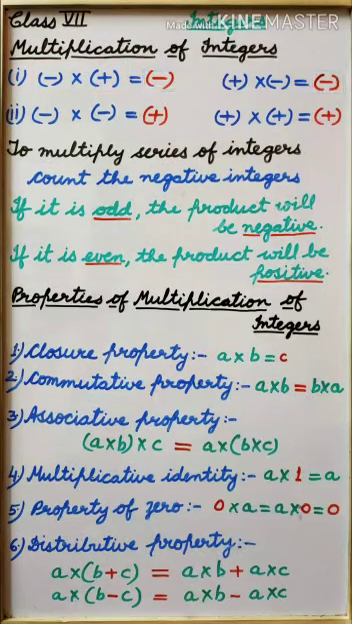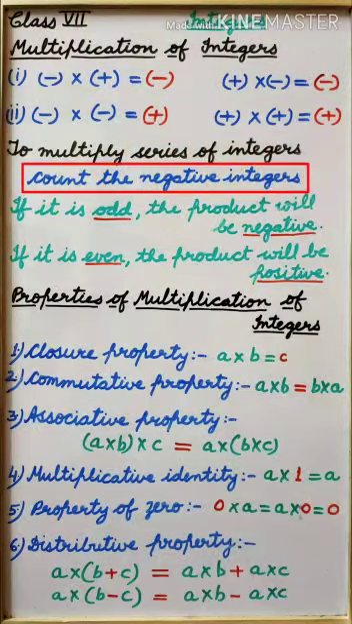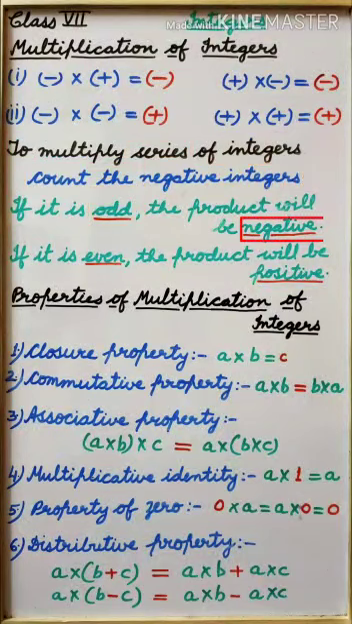And the second rule is, a negative integer is multiplied by a negative integer or a positive integer is multiplied by a positive integer, means if we multiply two integers with the same sign, then we get a positive integer as product. To multiply a series, means more than two integers, first we have to count the negative integers. If it is odd, then the product will be negative.